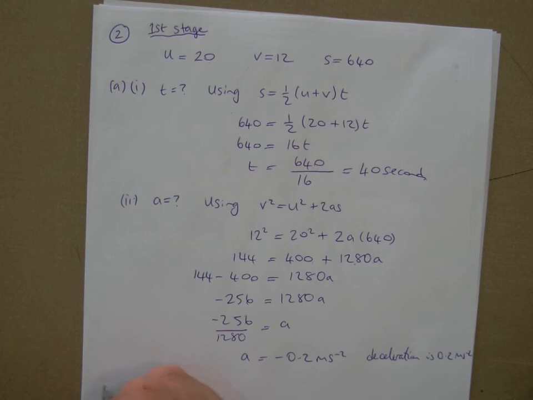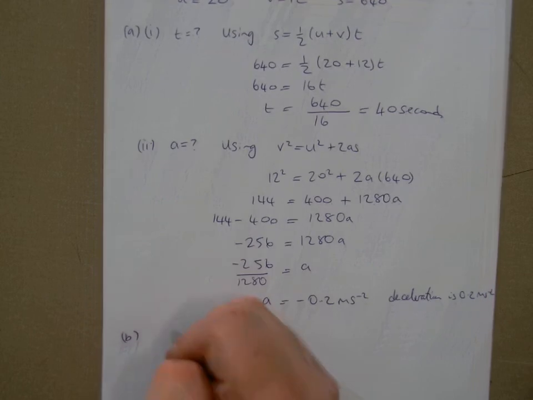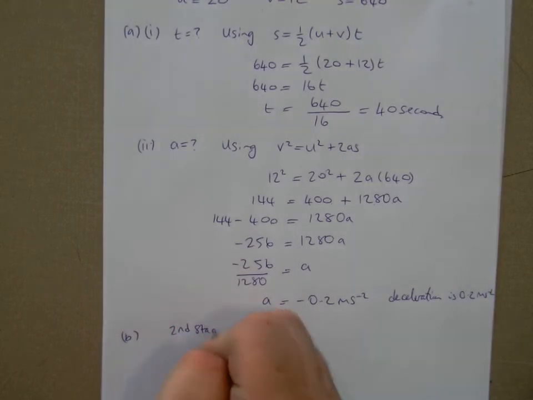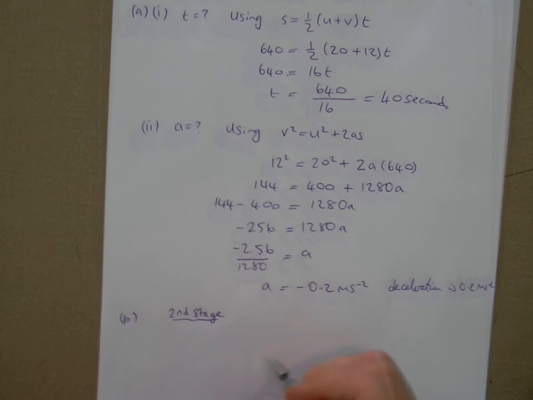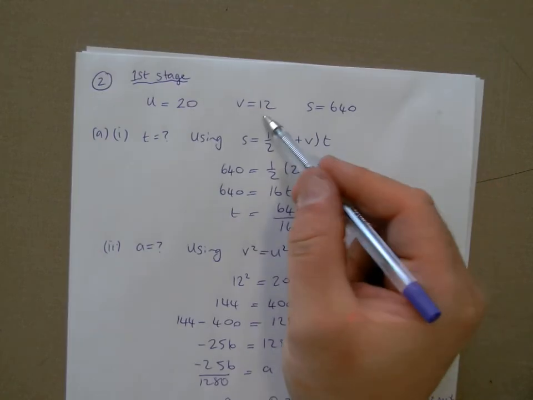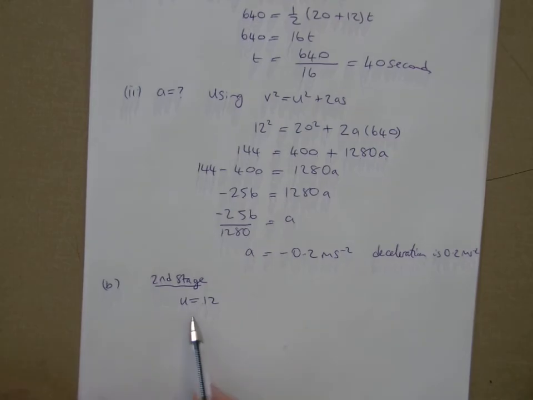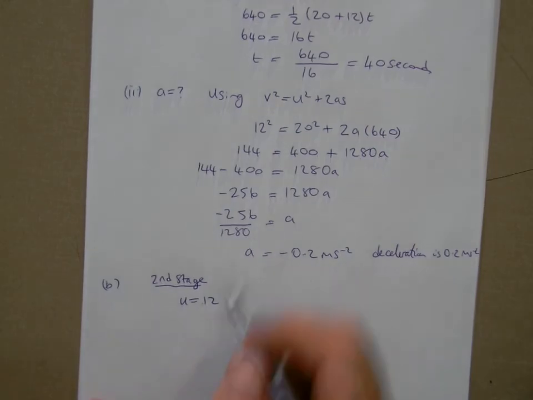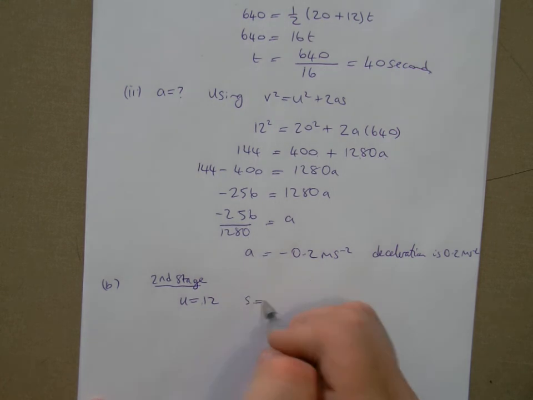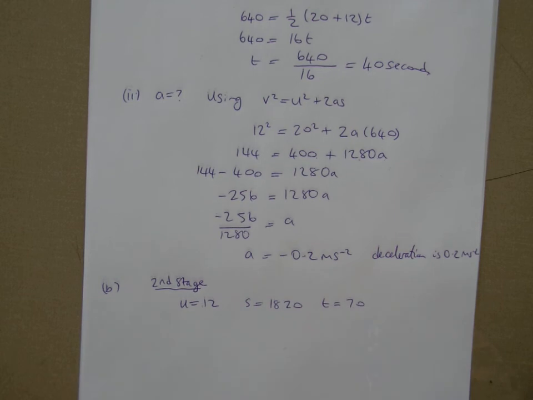Okay, part B, it says find the acceleration of the car as it travels the further 1,820 meters. This is like the second stage. So the second stage, if you think about it, it starts off with a speed of 12, isn't it? Because it starts off where this stage finished, which was a speed of 12 there. So we're starting off now, second stage, with a speed of 12. It travels, it says further, 1,820 meters in a time of 70 seconds, okay? And they want us to find the acceleration.